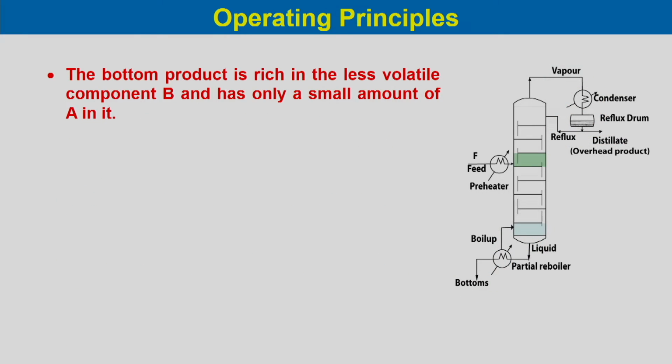The bottom product is rich in the less volatile component B and has only a small amount of A in it. So, A is the more volatile component, obviously it will go with the distillate, and the bottoms will be rich in the less volatile component.